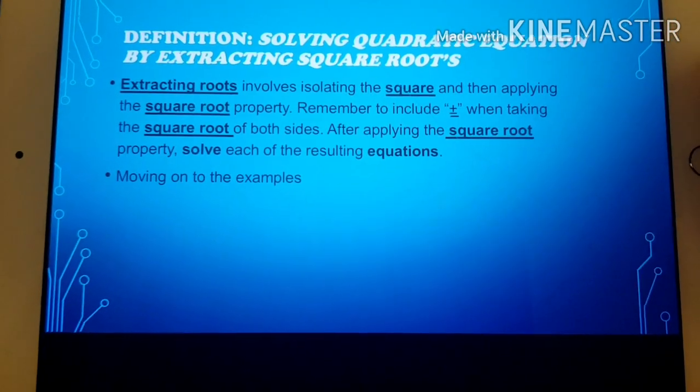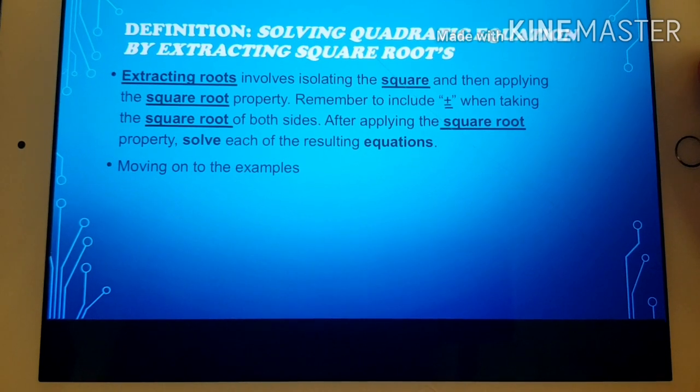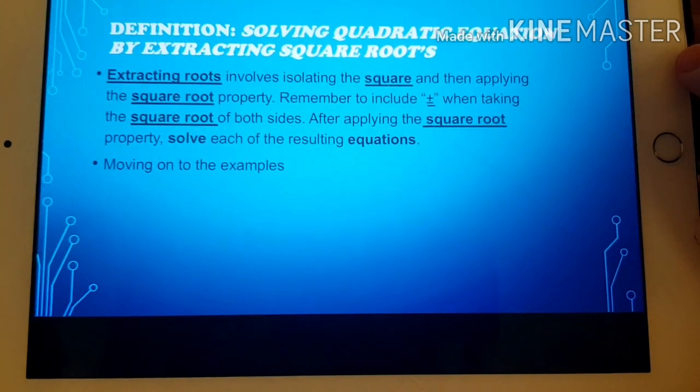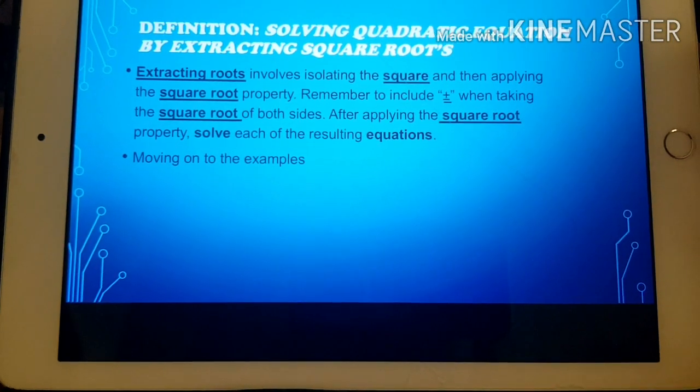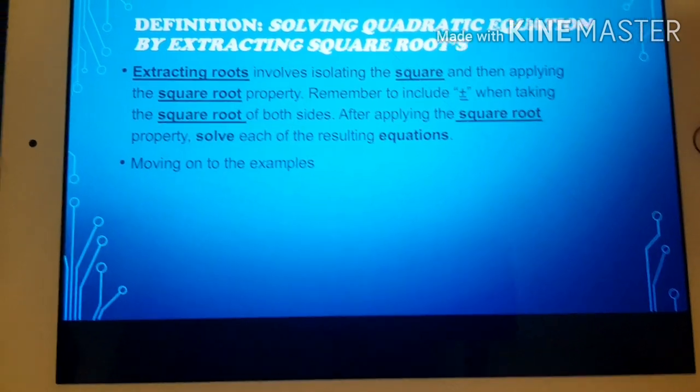Extracting roots involves isolating the square and then applying the square root property. Remember to include positive and negative when taking the square root of both sides. After applying the square root property, solve each of the resulting equations.